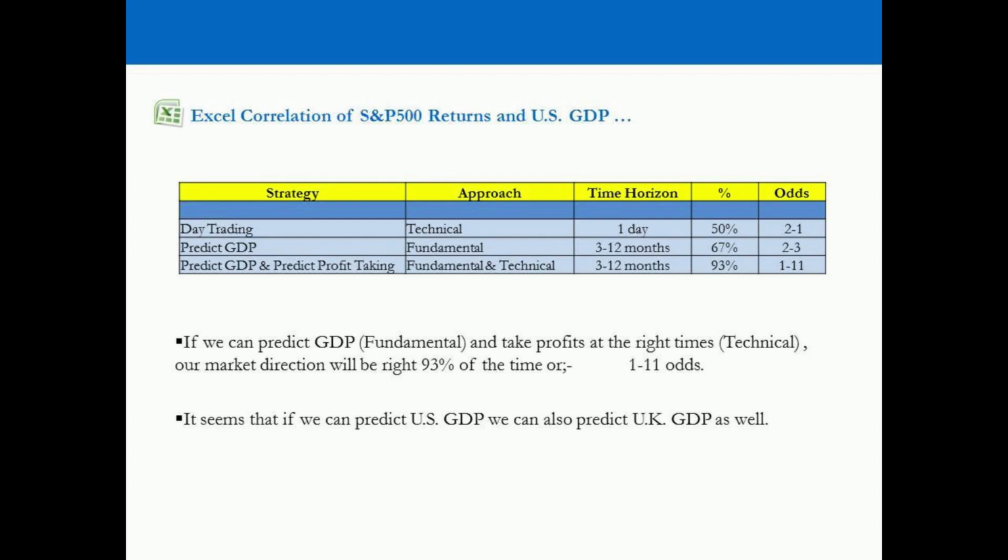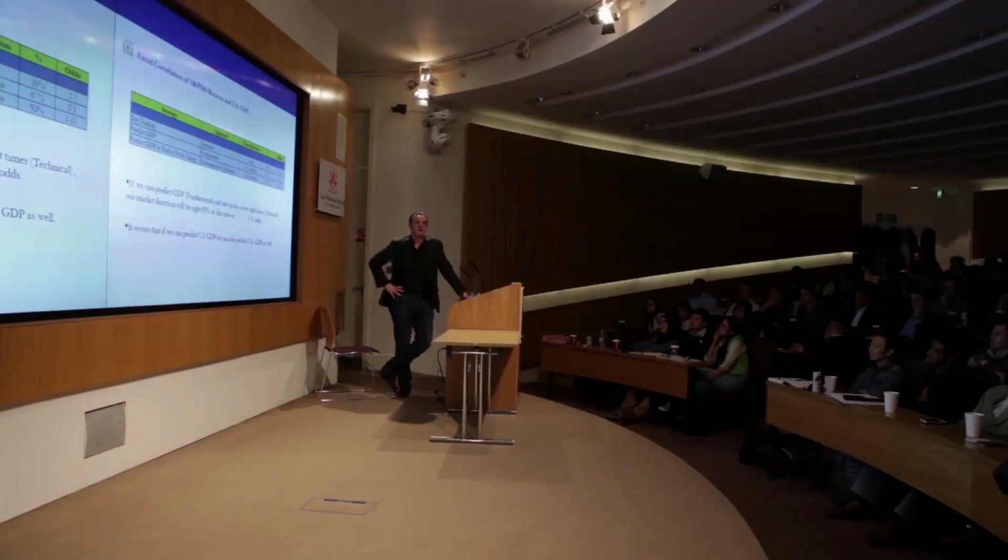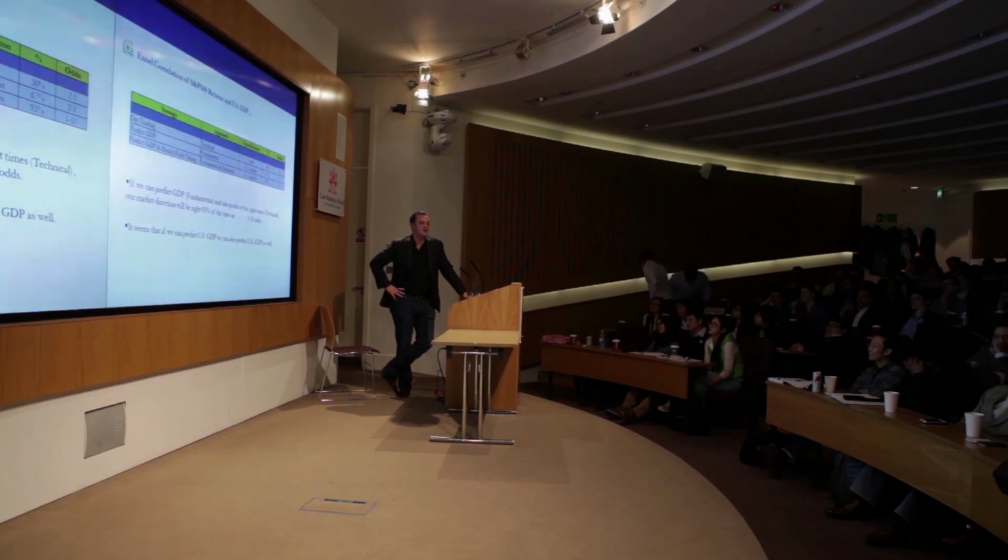So it seems that if you can predict US GDP, you can also predict UK GDP. You don't need to look at anything in the UK. It's irrelevant. What's your view going to be on the Taiwan index if US GDP is collapsing? Sell Taiwan. What's your view going to be on the Hang Seng if US GDP is collapsing? Sell Hang Seng.